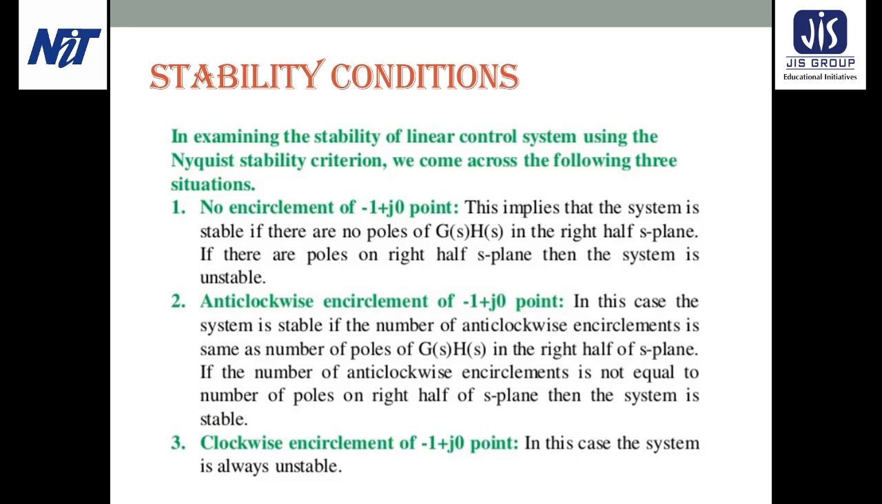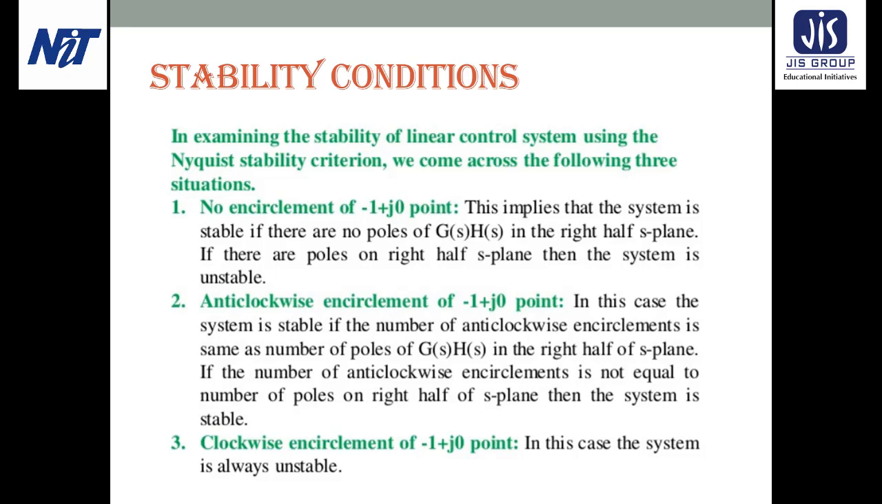Next, we'll consider the clockwise encirclement, and in that case, the system will always be unstable. And if we consider the anti-clockwise encirclement of the -1 plus j0 point, then the system is stable if the number of anti-clockwise encirclements is the same as the number of poles of G(s)H(s) in the right half of the S-plane. And if the number of anti-clockwise encirclements is not equal to the number of poles in the right half of the S-plane, then the system will be unstable.